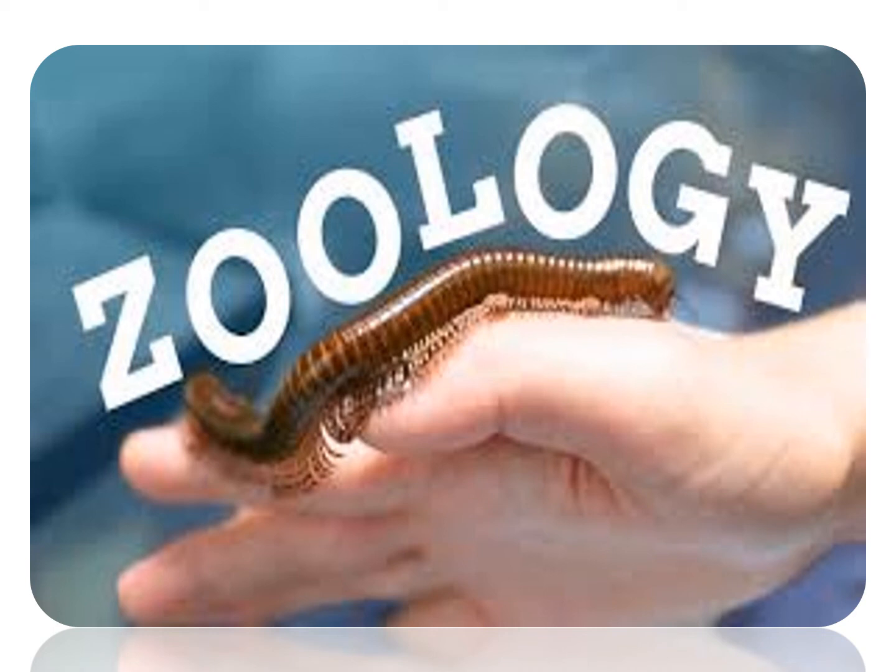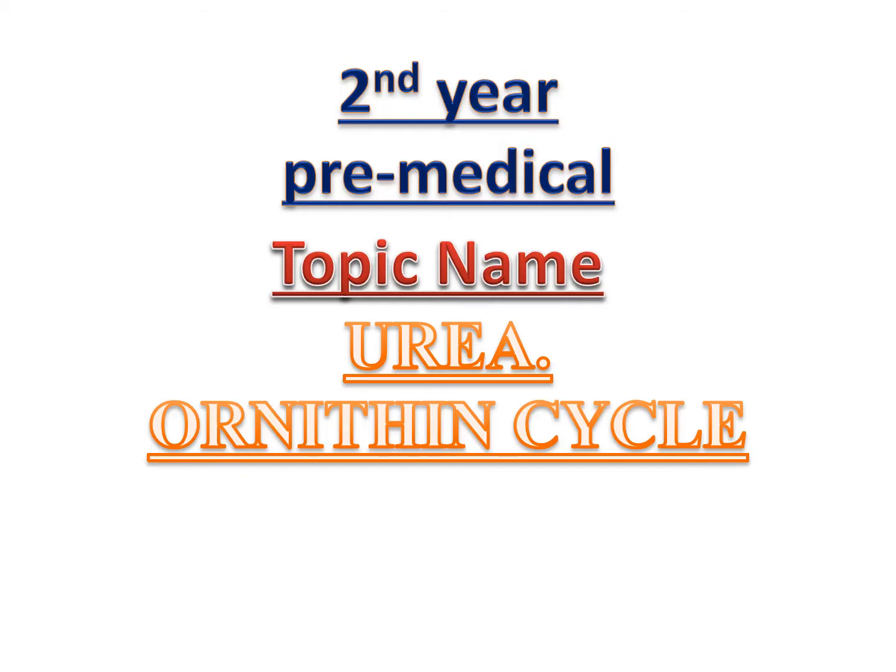Bismillahirrahmanirrahim. Subject: Zoology. Second year pre-medical. Topic name is urea and ornithine cycle.